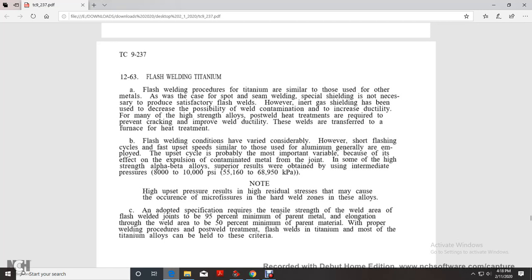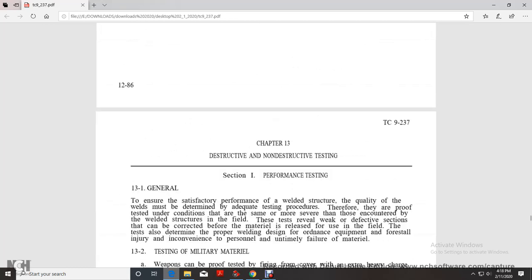High upset pressures result in high residual stress in the edge and may cause the occurrence of microfissures and hard weld zones in these alloys. Adopted specifications require a tensile strength of the welded area in a flash weld joint of 95% of the parent metal, and elongation through the welded area of 50% minimum of the parent metal, with the proper welding procedure and post-weld treatment. Flash welding titanium alloys can be held to this criteria. And then chapter 13.